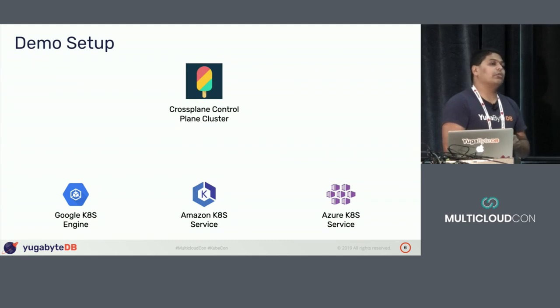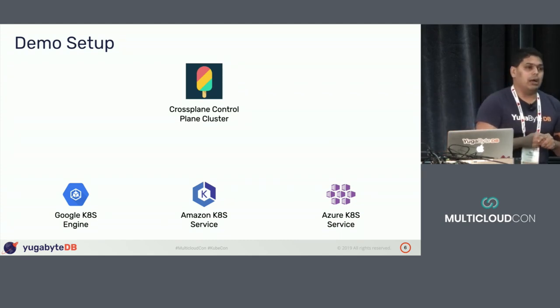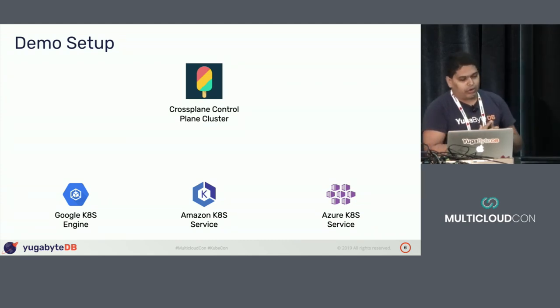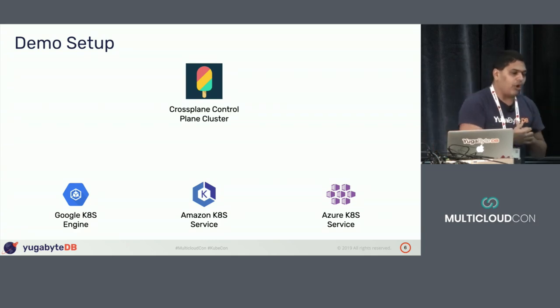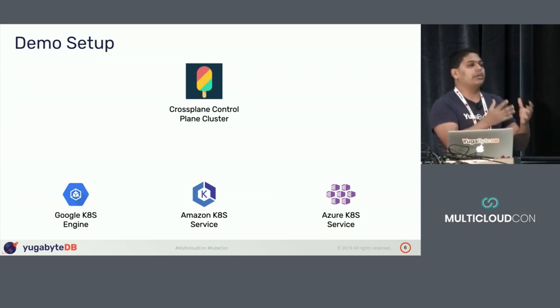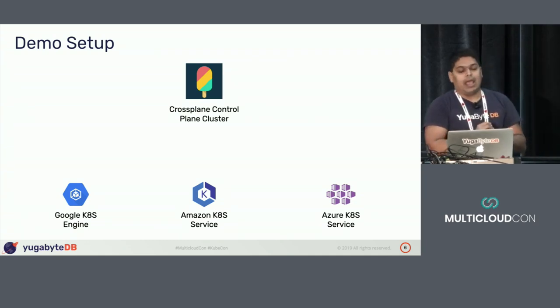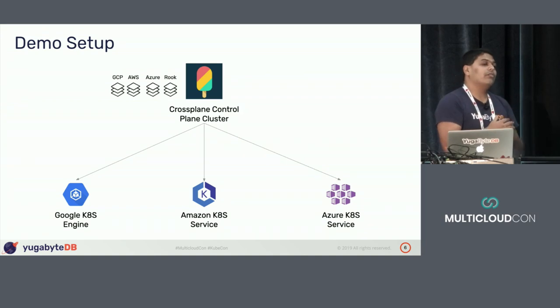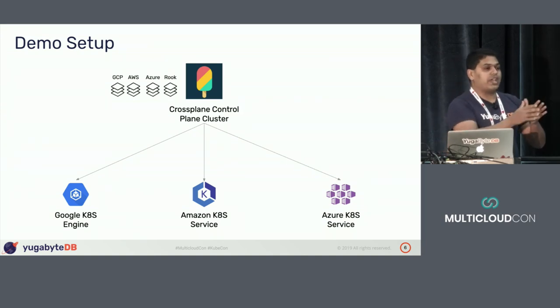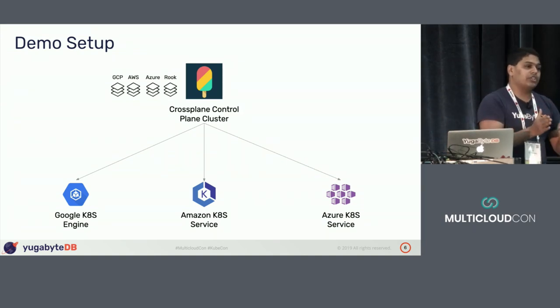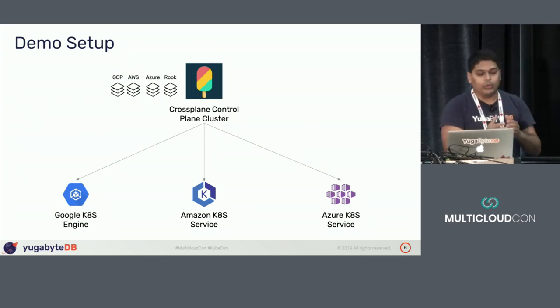Here is what the demo setup looks like. As Bassam pointed out, Crossplane gets deployed onto a Kubernetes cluster. Let's call it the control plane cluster. And then you install various stacks onto Crossplane, which extend the Kubernetes objects that are available to you.